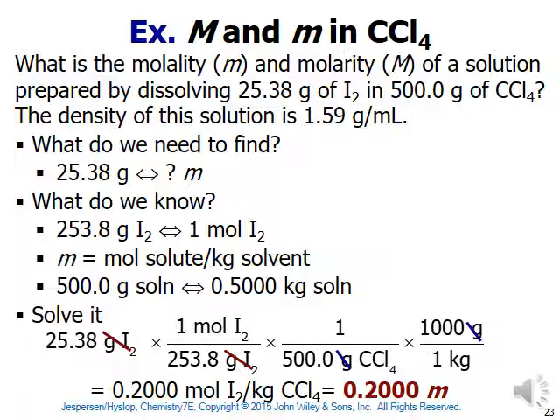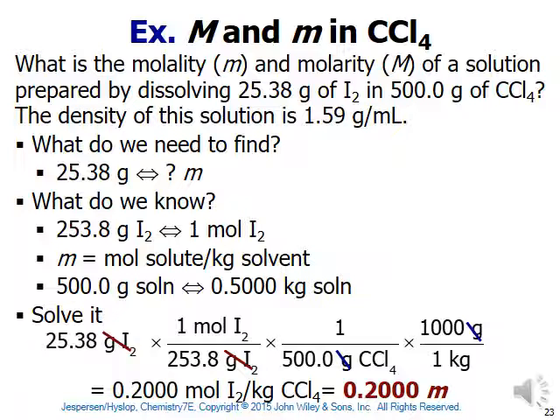Again, like the previous problems, you're going to have to think about it, and there'll be problems I'll give to you that'll be similar to these. So these will be good guidelines to help you figure them out. So what we have here, as I said, we want to find these two: molality and molarity. And what we're given is 25.38 grams of iodine and 500 grams of carbon tetrachloride, and the density of that solution is 1.59 grams per mL. So here's everything we need to know.